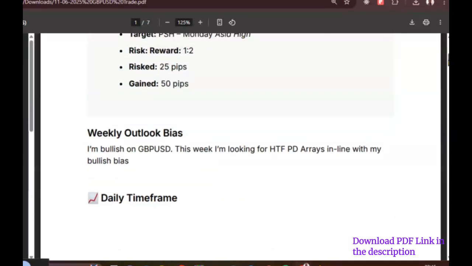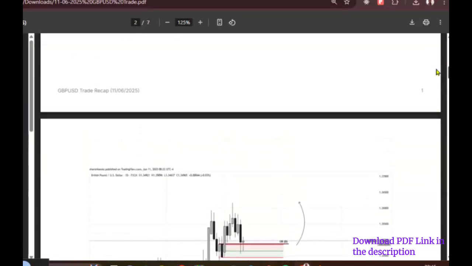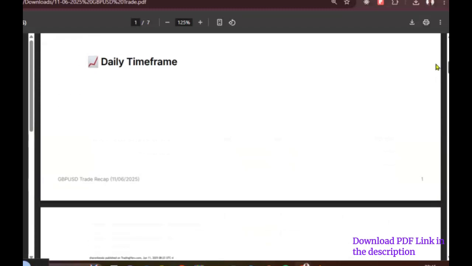My weekly bias for this week was bullish. We did a weekly outlook on Sunday. I did a video on that and you were expecting bullish price action. So what do I do if I'm bullish? I want to see price going to a higher time frame PDRA, then respecting that PDRA that is in line with my bias, in this case, which is bullish.